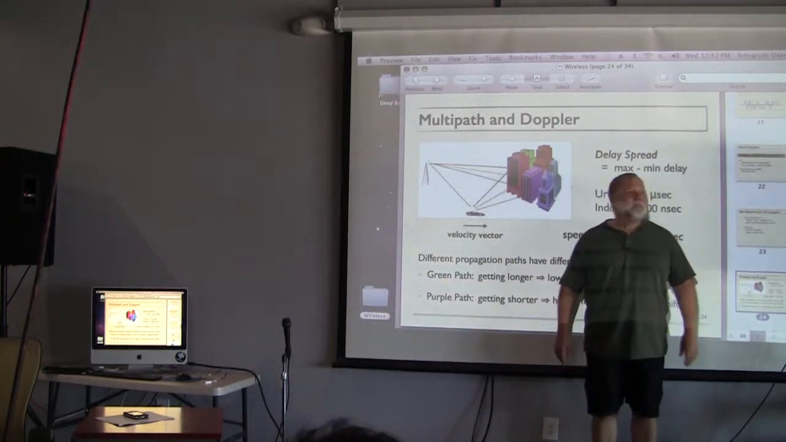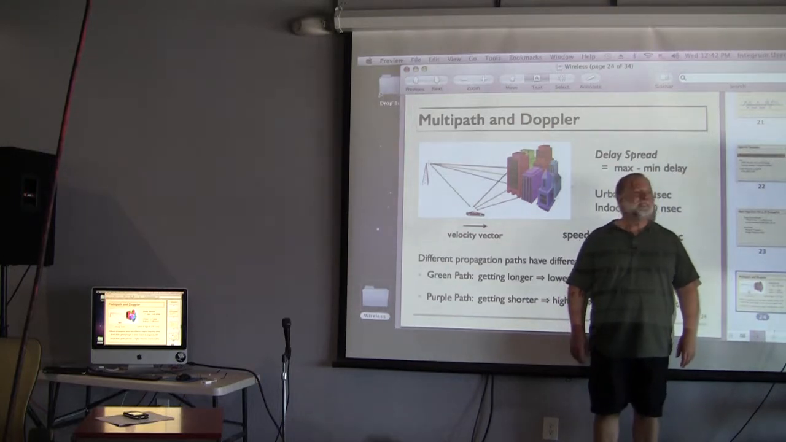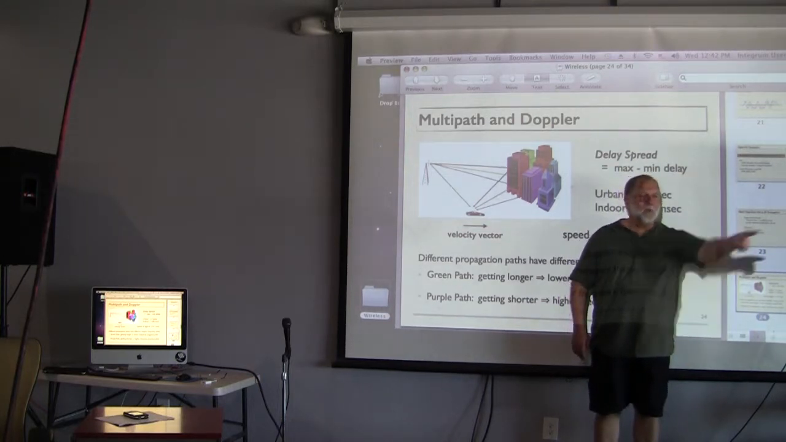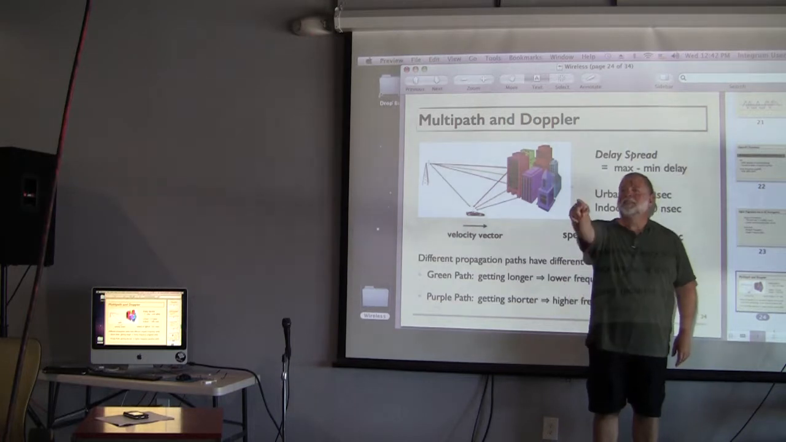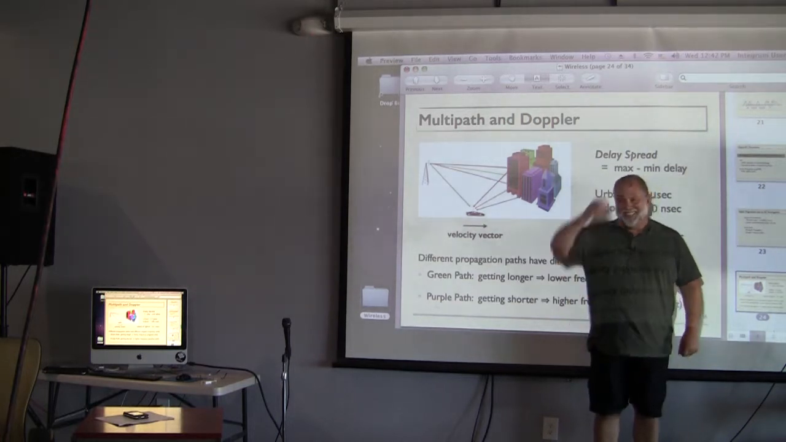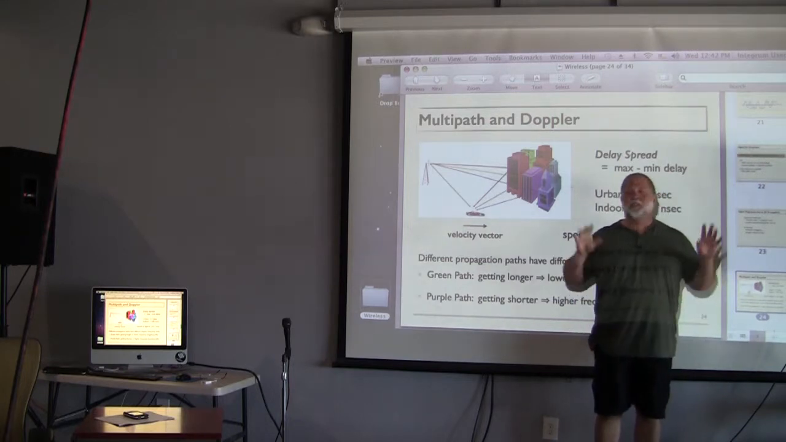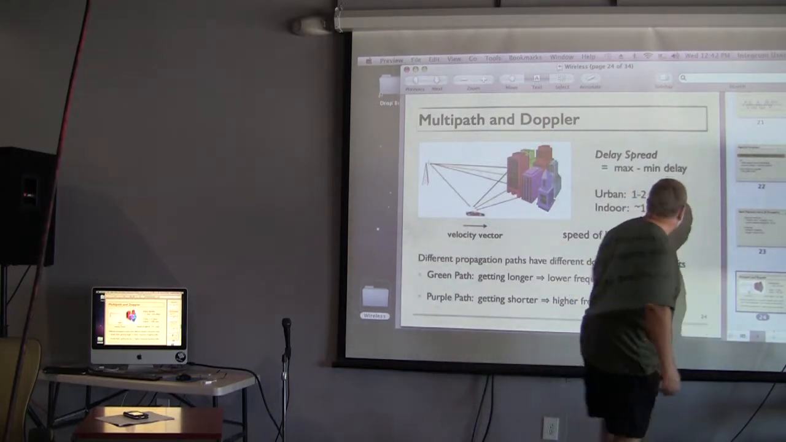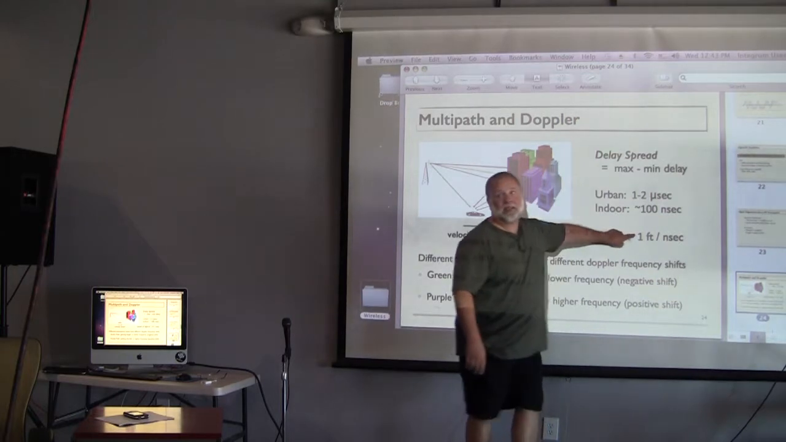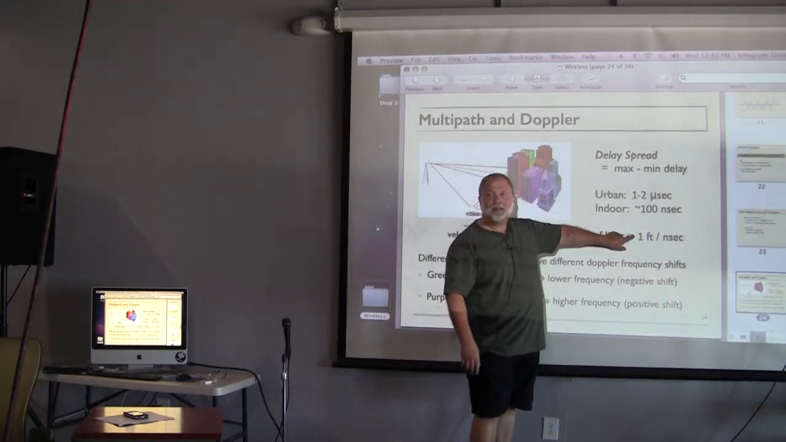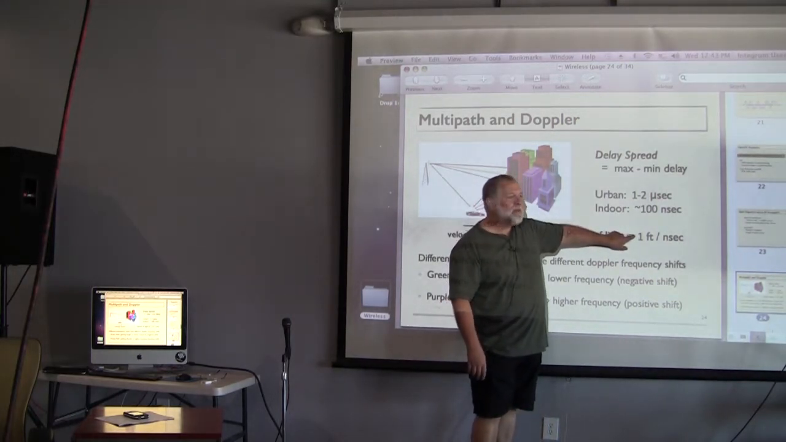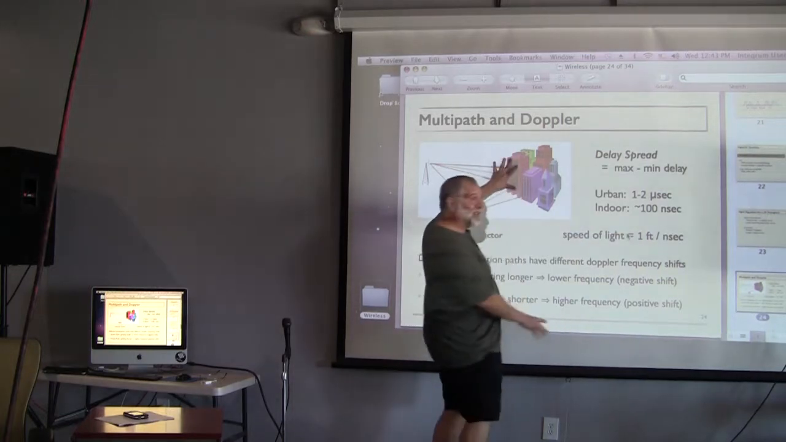Does anybody know what the speed of light is? 3 times 10 to the 8 meters per second. Wrong. Anybody else? That's cheating. Okay, so you learned something today. The speed of light is a foot per nanosecond. If you remember that, then this picture all of a sudden is going to make a lot of sense.